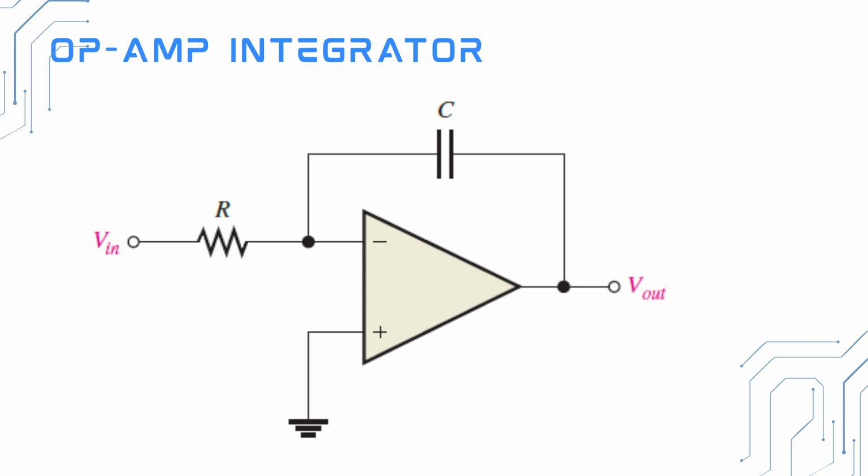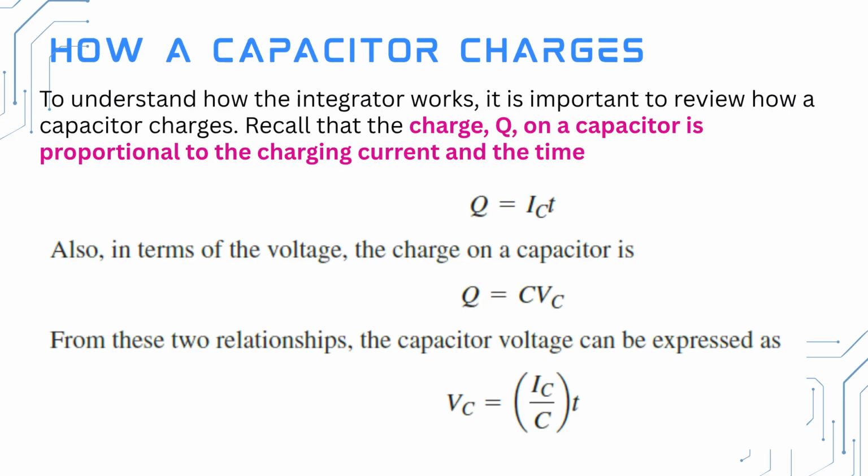Although a large value resistor is normally used in parallel with the capacitor to limit yung ating gain at yung ating low frequencies, it does not affect the basic operation and is not shown for the purpose of this analysis. How a capacitor charges?